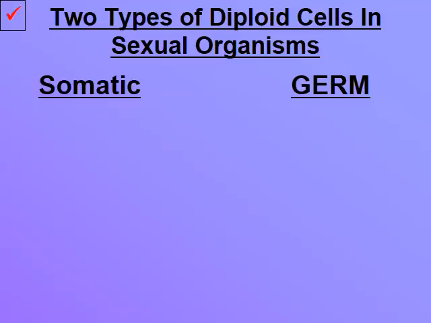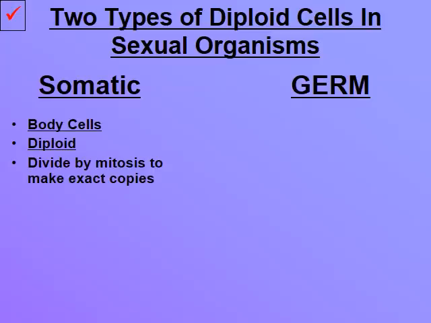We have the somatic cells and the germ cells. Somatic cells are body cells, which are the diploid condition. They divide by mitosis to make exact copies, and they're found in every tissue except for reproductive tissue.